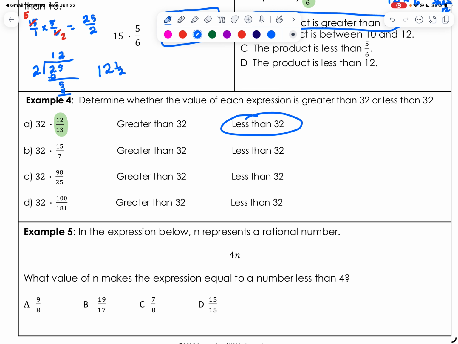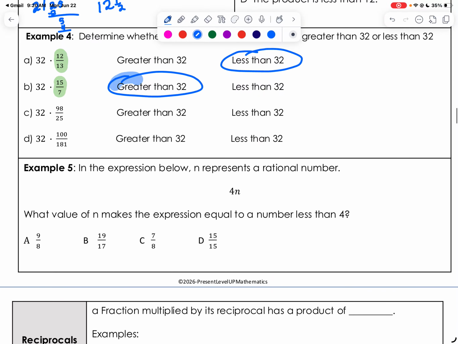All right, problem B. We have 32 times 15/7. So we must ask ourselves, does 15 over 7 have a value of more than 1 or less than 1? Well, it's a value that is more than 1. So if I multiplied those two together, I would get an answer that is greater than 32. All right, pause the video and try problem C and D on your own.